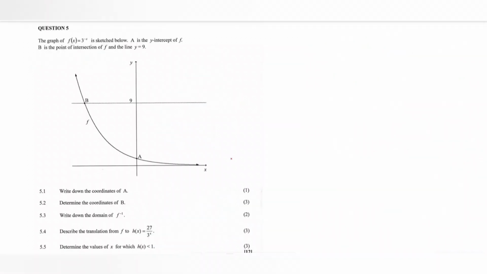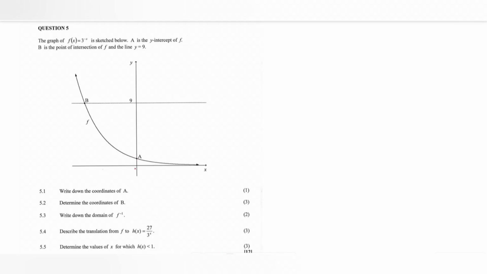Question 5. The graph f of x is equal to 3 power negative x is sketched below. A is the y-intercept of f, B is the point of intersection of f, and the line y is equal to 9. So this is our graph. Graph f, then line y is equal to 9 is this one, which is being drawn in dotted lines. Then 5.1 says write down the coordinates of A.